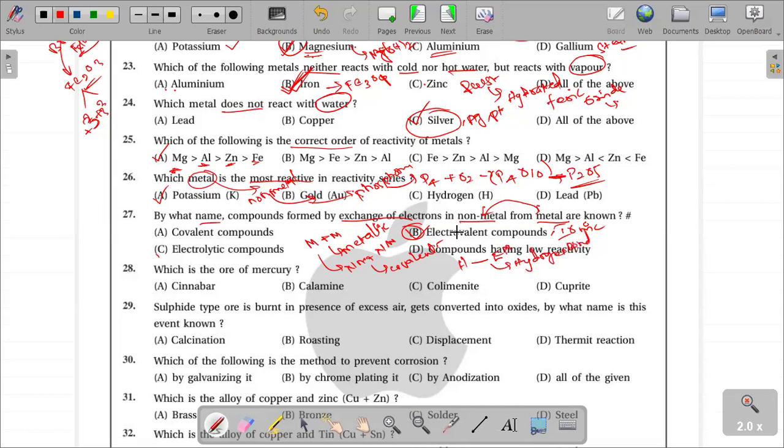Okay, here they have given non-metal with metal. So that's why we are selecting the electrovalent bond, or otherwise ionic bond. Either you can select electrovalent or ionic bond.